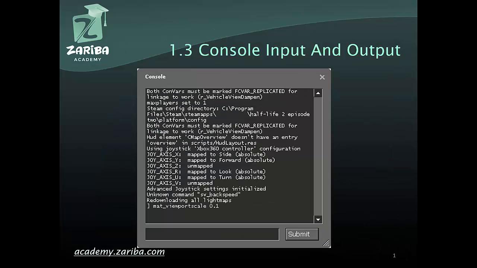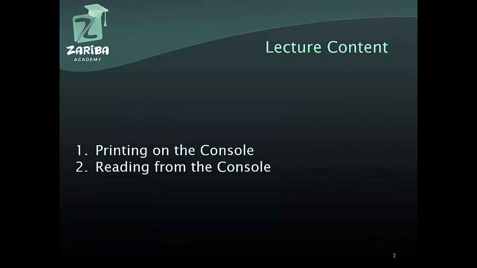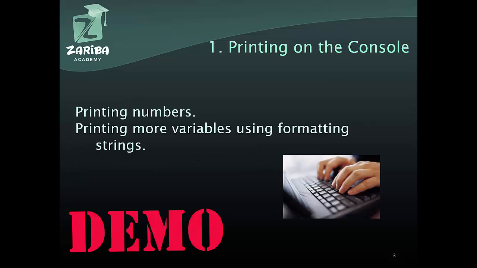So we'll be talking about printing on the console. Again, something that we've discussed in the first, but maybe you will learn something new. And then the second is reading from the console, which we haven't done yet. Okay, so first, printing on the console. We can print anything that we want. We saw that we can change colors and so on. Something that we haven't done yet is printing more variables using formatting strings. So I don't know if I've mentioned this, but we'll see in a second.